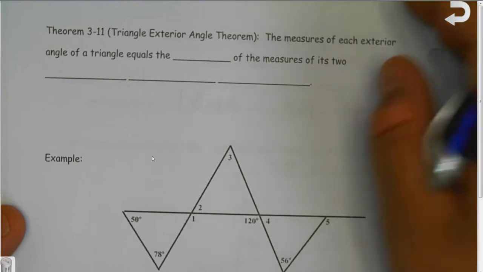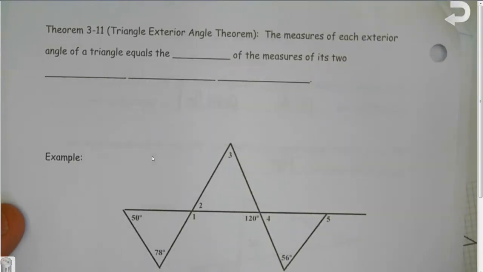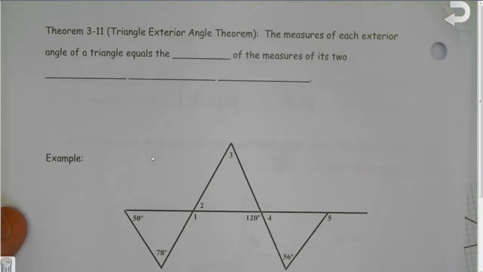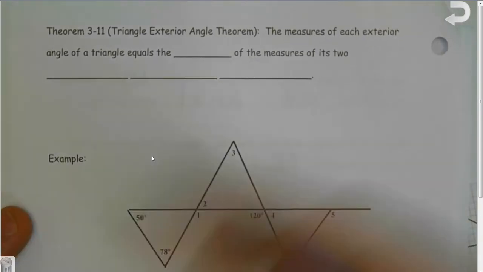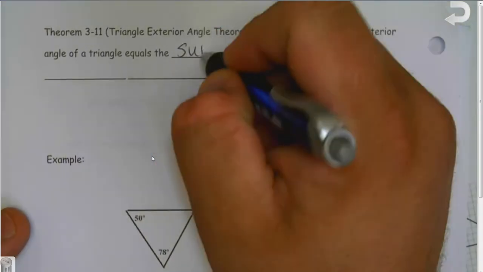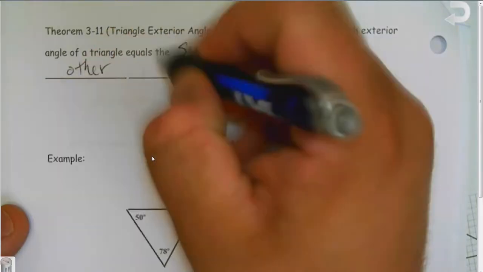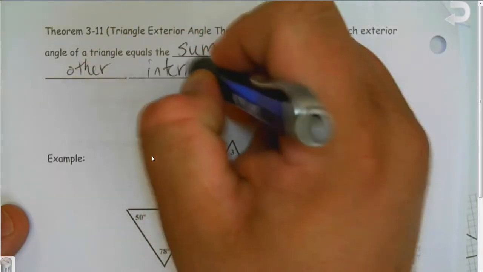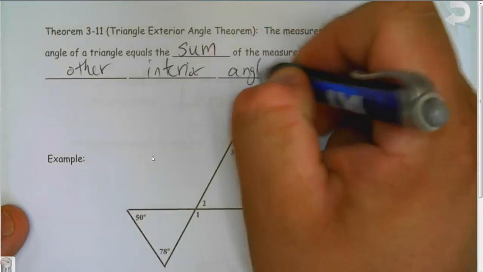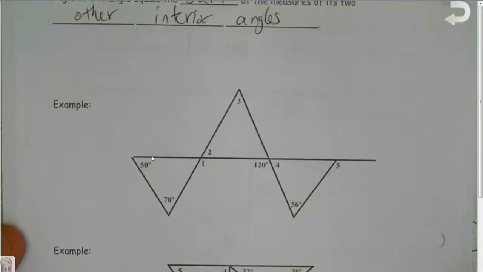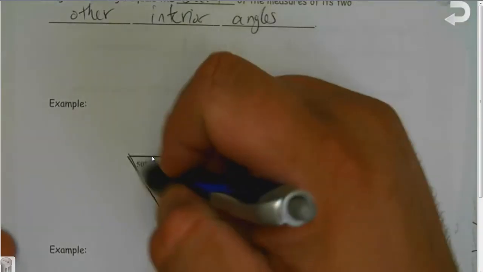So then we have a rule about exterior angles, okay? And so we know what exterior means. It means outside. So the rule of exterior angles is that the measure of an exterior angle is equal to the sum of the measures of the two other interior angles. So in this case, we're going to start with angle 1 because angle 1 is outside of this triangle right here.